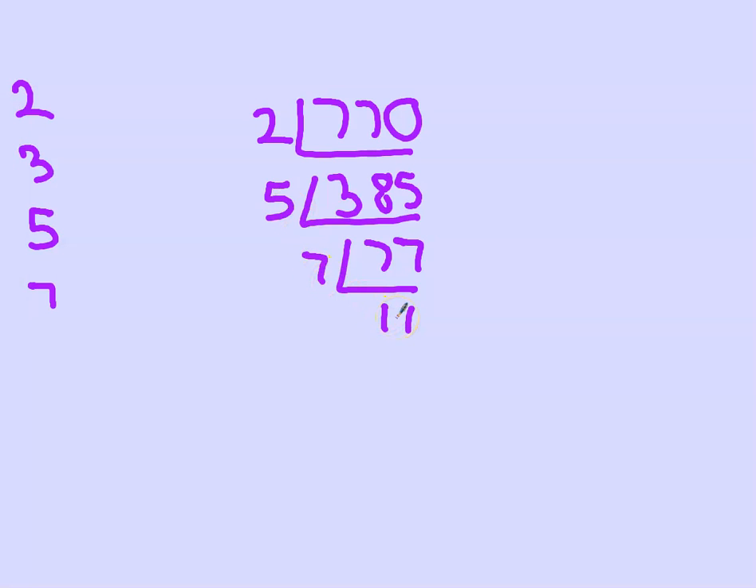So for me, the ladder method is just a quicker method of finding the prime factorization of a number. I don't care, honestly, whether you use the tree method or the ladder method, whatever floats your boat. All right, that'll do it.